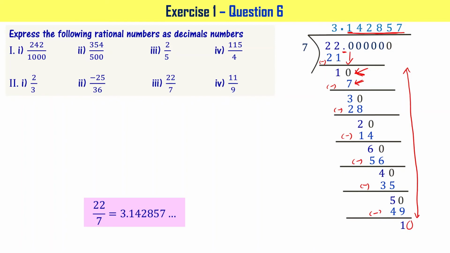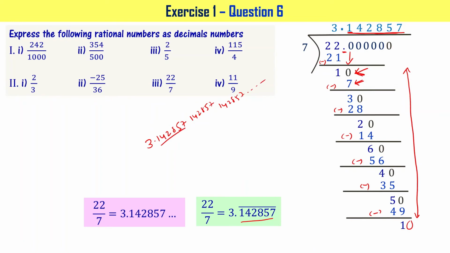So for that reason, I can write 22 by 7 as 3.142857 with an overbar on all these 6 digits. Meaning when you write it, it becomes 3.142857, then 142857, 142857, and so on. It is going to repeat like that. Since these 6 digits are repeating all the time, we have marked a bar over all these 6 digits. Got it? Now the last part of the problem, that is 11 by 9.